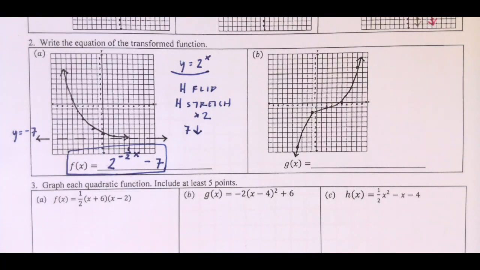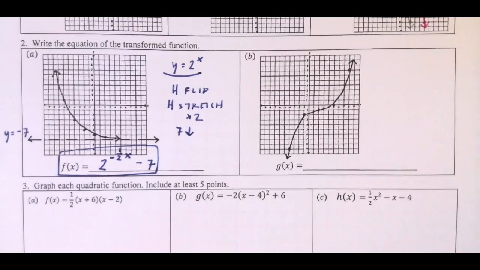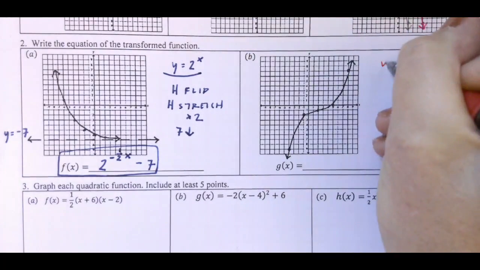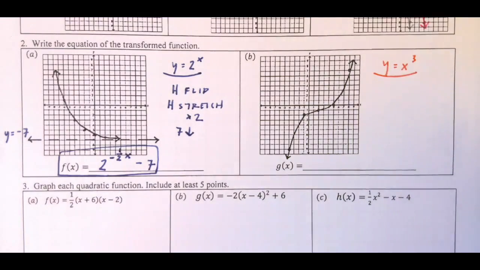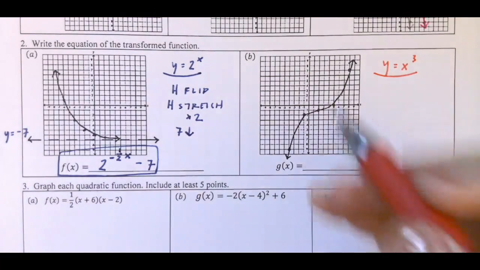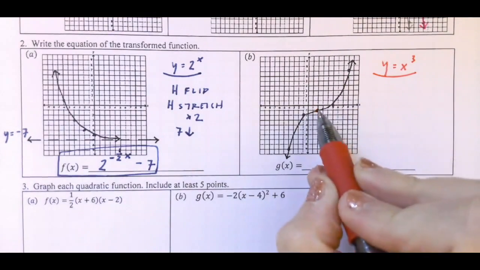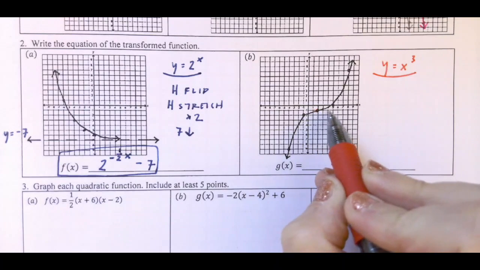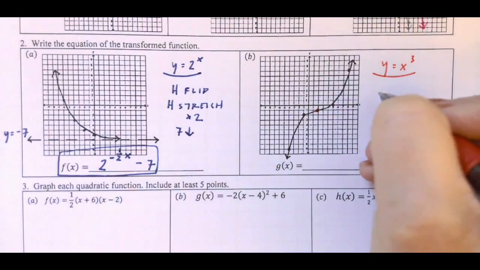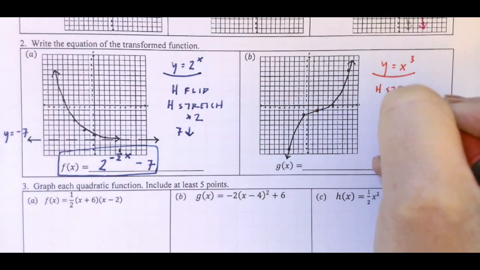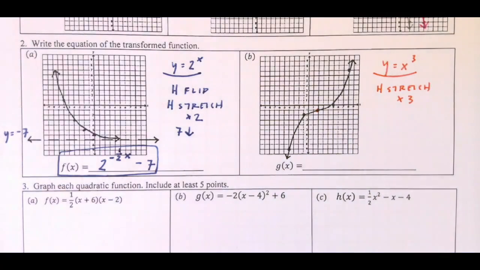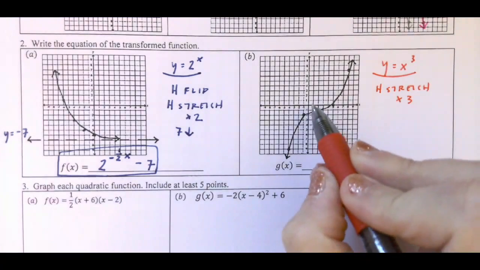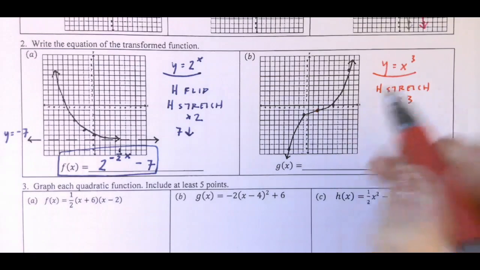Okay, next one. Here, my parent is cubic. So y equals x to the 3rd power. I can see that if this is my anchor position, instead of over 1 up 1, we're over 3 and up 1. So a horizontal stretch by a factor of 3. Okay, and then I can also see that everything is moving 2 right and 1 down.